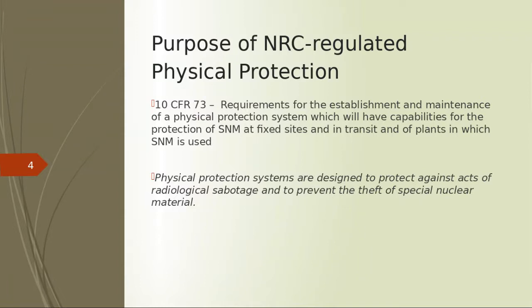And NRC looks at protection of the special nuclear material at fixed sites, which include nuclear power plants, research and test reactors, fuel cycle facilities, and also in transit between plants. So it covers a fairly broad spectrum. Then they also cover the protection of radiological material as well.